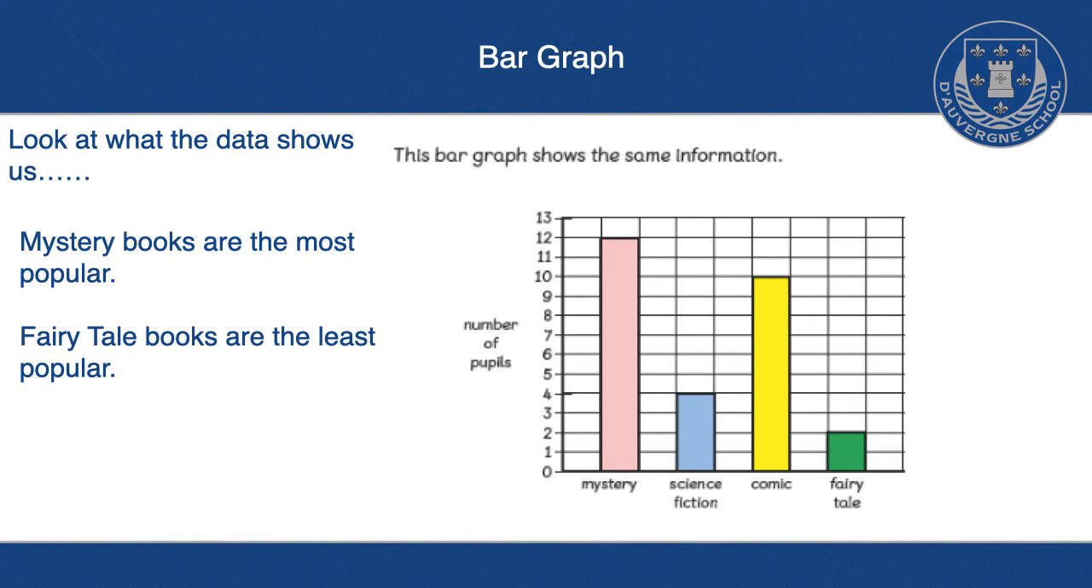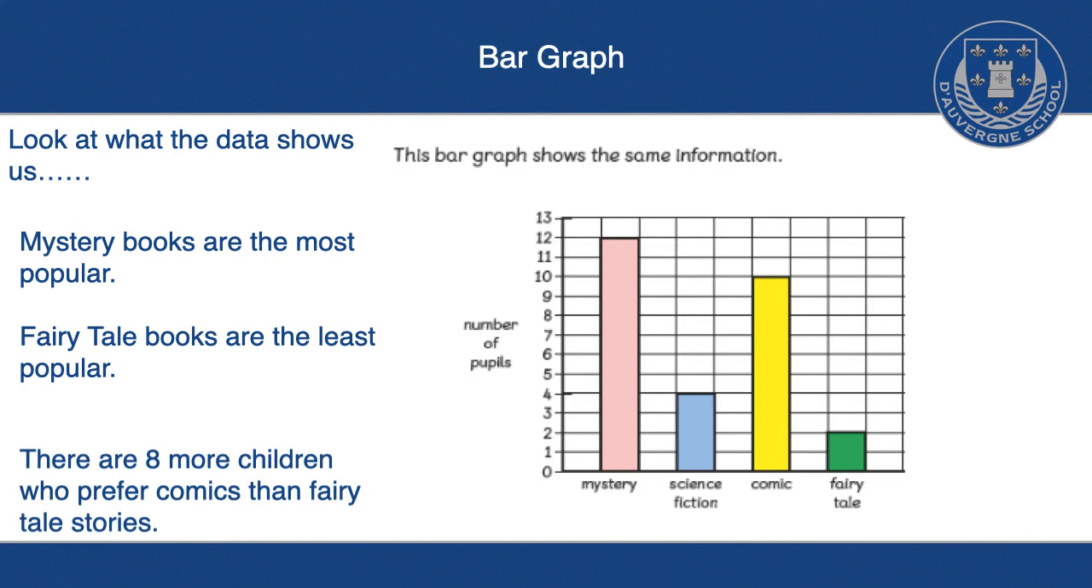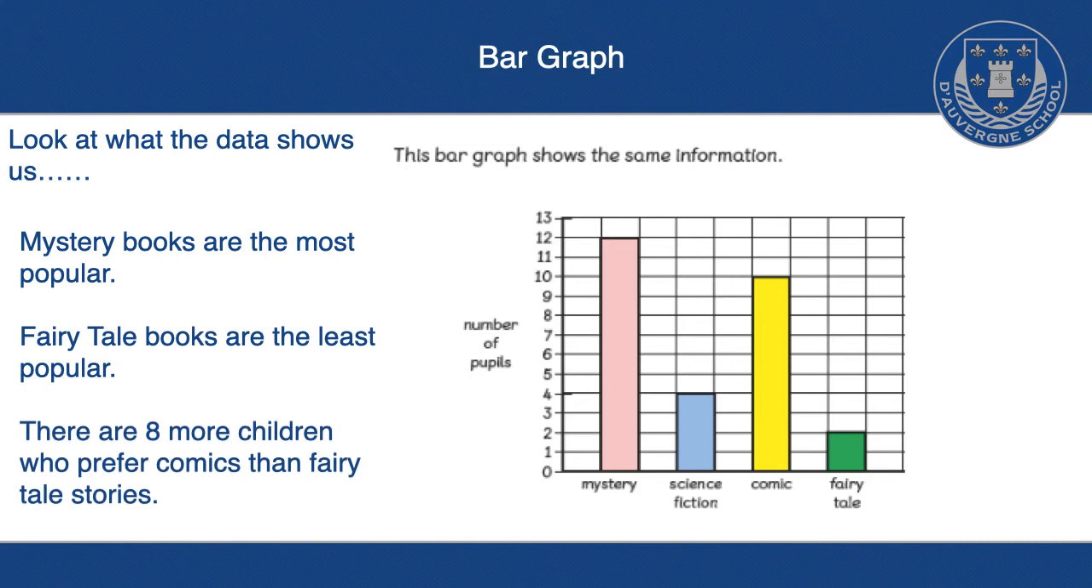So we know that there are 10 people that enjoy the comic books the most. So we've got 10 as our starting point. And there are 2 that enjoyed the fairy tale books the most. So our number sentence would be 10 take away 2. 10 take away 2 is 8. So therefore, there are 8 more children who prefer comic books than fairy tale stories.